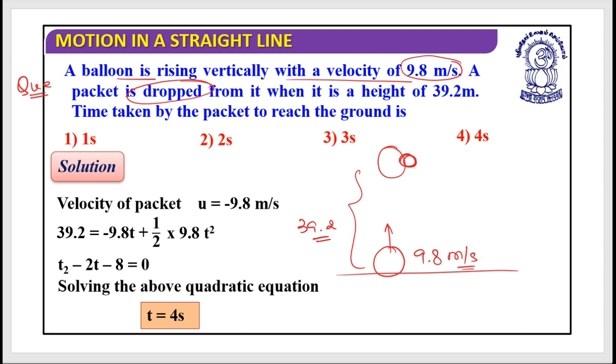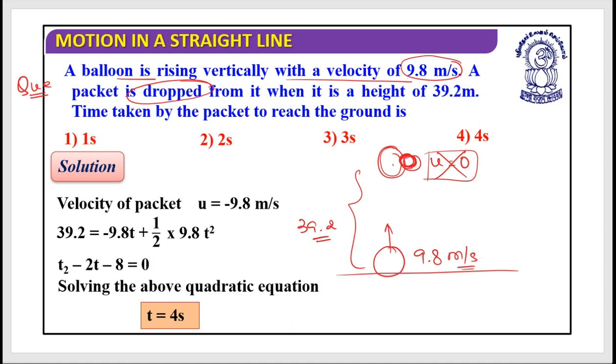Now at this position, the word dropped is being used to complicate things, because as a student you are considering that whenever the word dropped is there, u is equal to 0. But this is not the case here. Why? Because your packet is sitting on an object that is moving. So at the point when the packet is dropped, it has the same velocity as the balloon. I hope these things are clear to you.